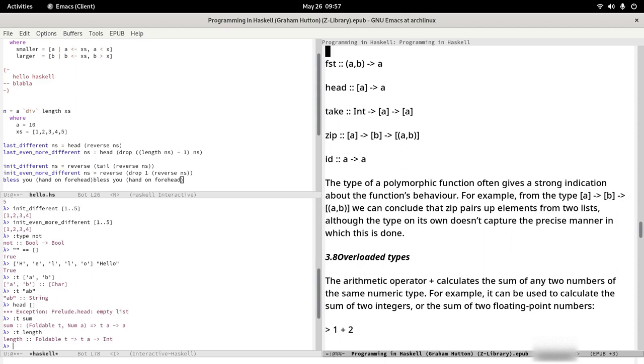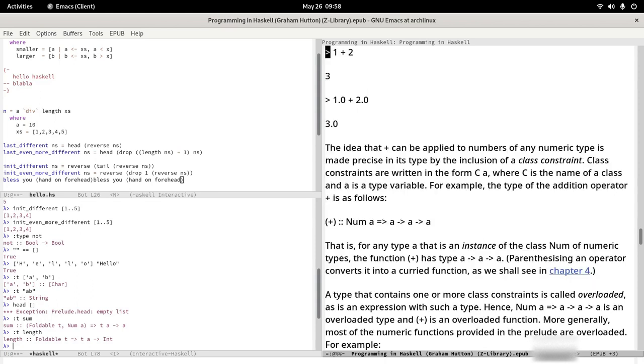Overloaded types. The arithmetic operator plus calculates the sum of any two numbers of the same numeric type. For example, it can be used to calculate the sum of two integers, or the sum of two floating point numbers. 1 + 2 is 3, 1.0 + 2.0 is 3.0. The idea that plus can be applied to numbers of any numeric type is made precise in its definition by the inclusion of a class constraint. Class constraints are written in the form C a, where C is the name of a class, and a is the type of a variable.